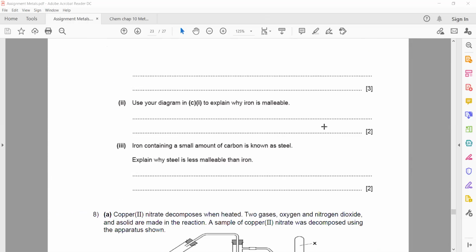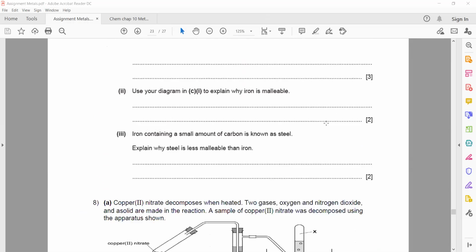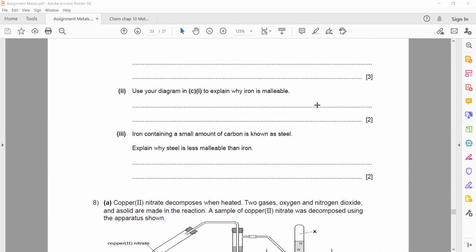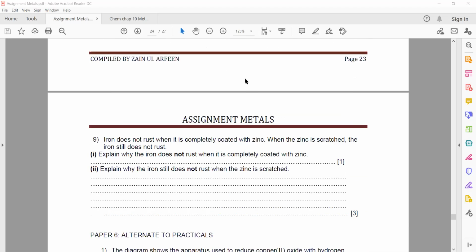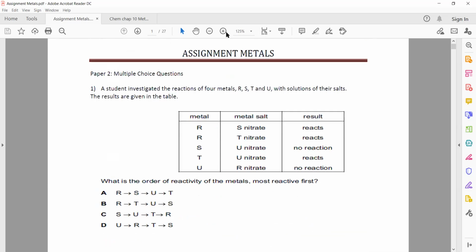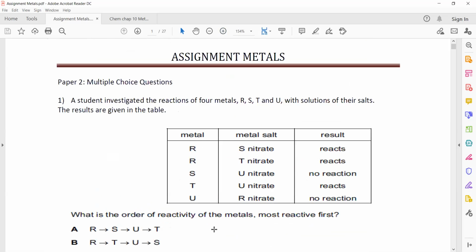Describe the bonding in iron. That's related to the metal chapter, like the structure of the metal part. So this was extraction of iron. Any doubt related to this extraction of iron?